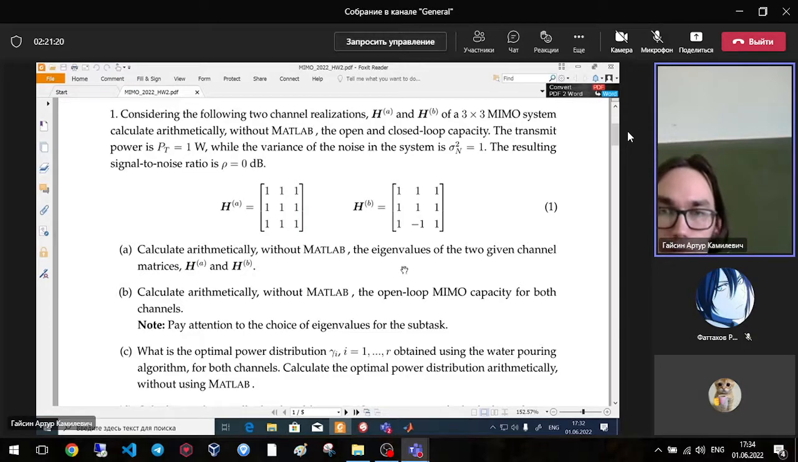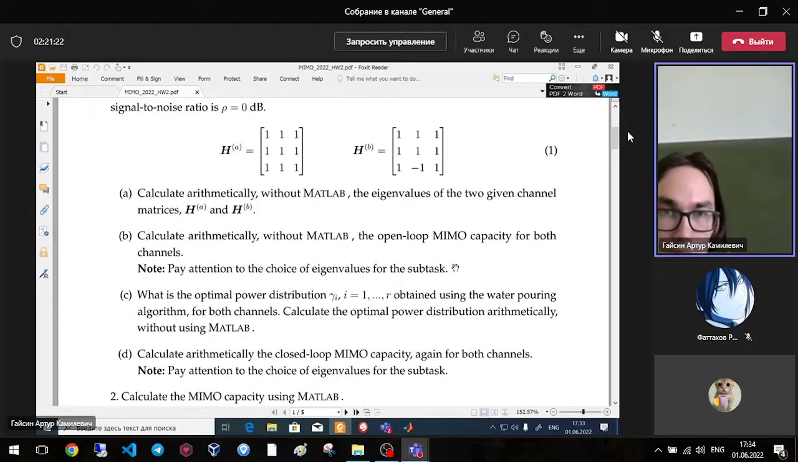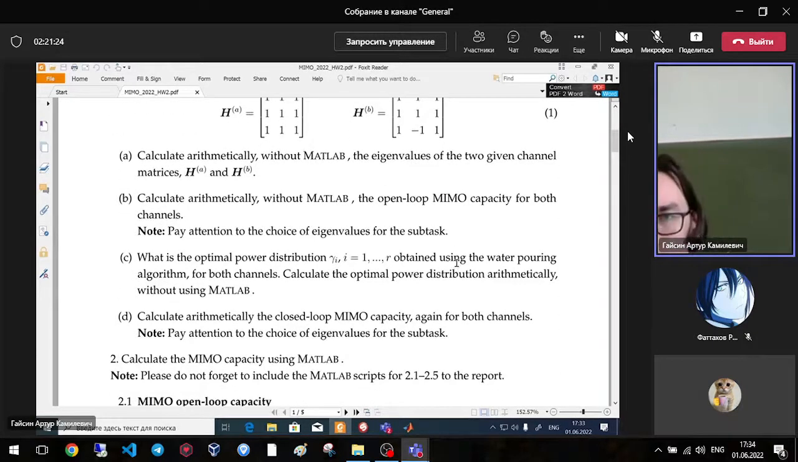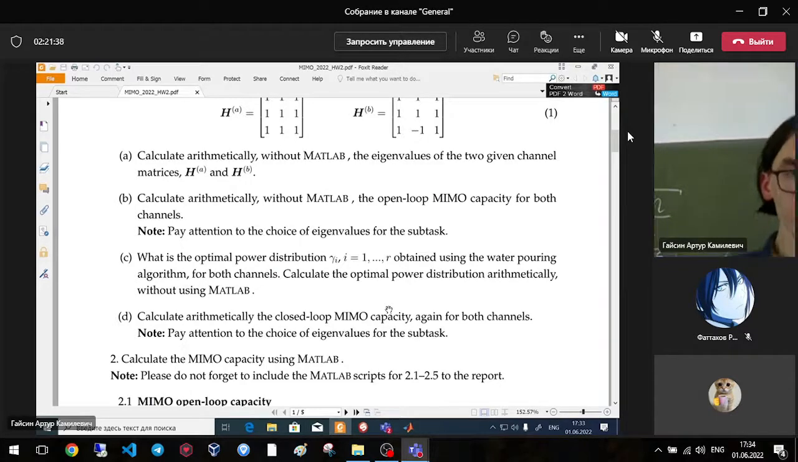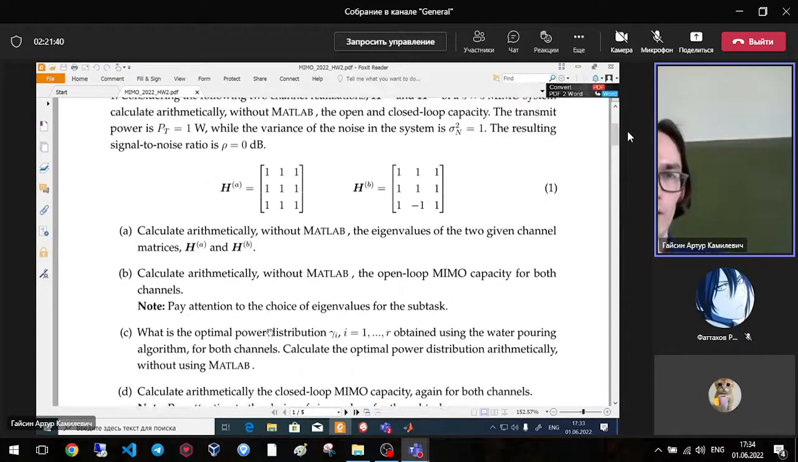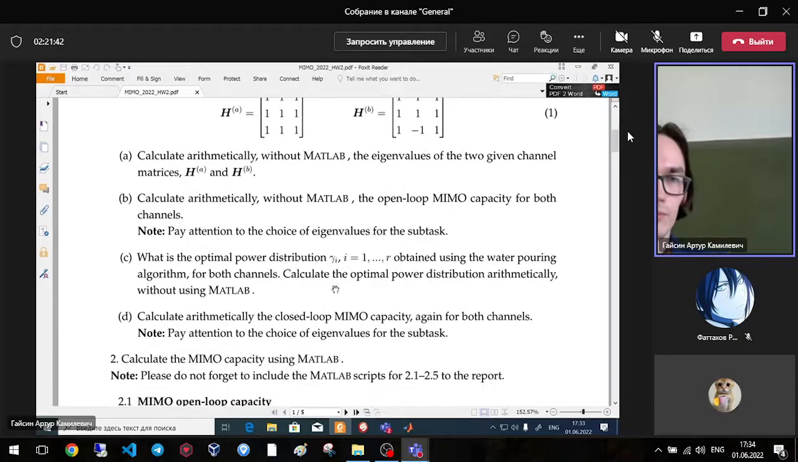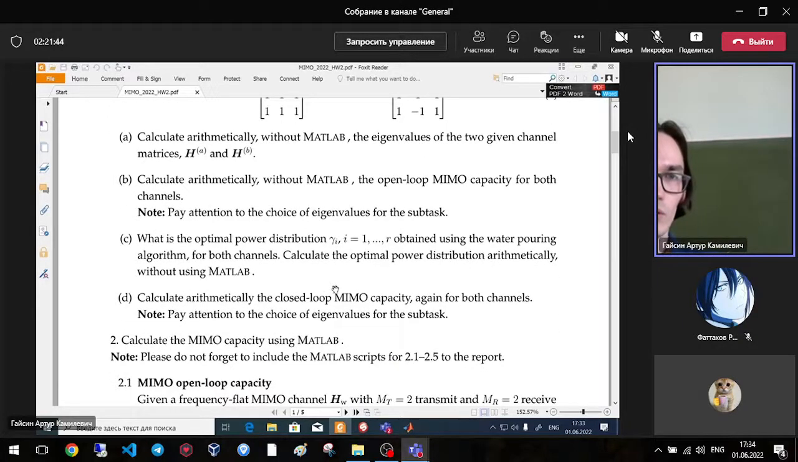So first calculate the eigenvalues, then also arithmetically calculate the open loop capacity. Then we should find this optimal power distribution, and as the last step, we calculate the closed loop capacity. It is the first part of this homework, where you should calculate everything by hand. And next thing, we work in MATLAB.